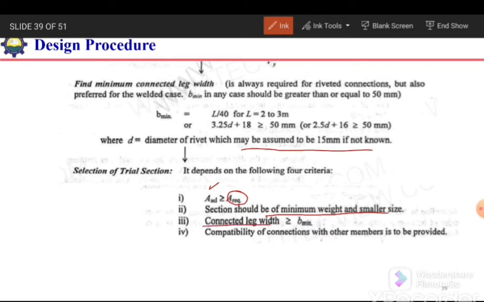The connected leg width should be greater than the minimum. So the width of the connected leg of that section should be more than this B minimum. For example, if we are considering an angle section, the length of the leg should be more than this B minimum. And the compatibility of connection with other members is to be provided. We need to keep in mind that we have to connect this member with the other member. So based on the requirement of the connection, we need to select the shape, either angle, C or W. That will be decided based on the connection requirements, so that it is compatible with the other members.